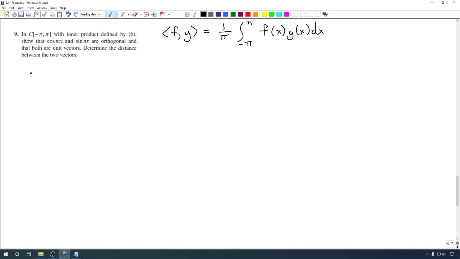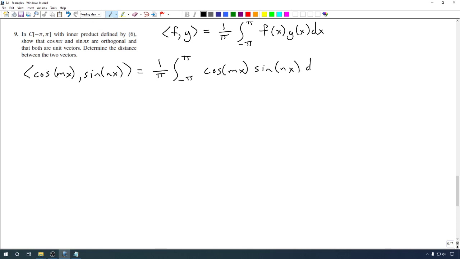That's our first priority. How do we show things are orthogonal? We show that the inner product is equal to 0. So what is the inner product of cosine of mx and sine of nx? We get to put that into our formula. We have 1 over pi, integral from negative pi to pi, cosine of mx, sine of nx. And we get an integral that on the face of it looks really complicated to solve.